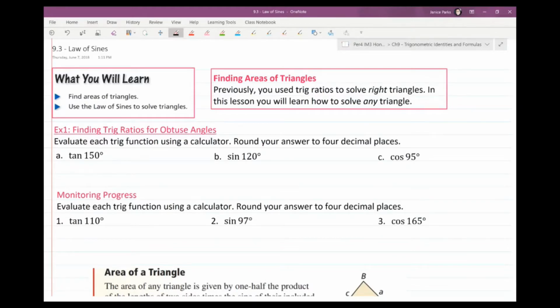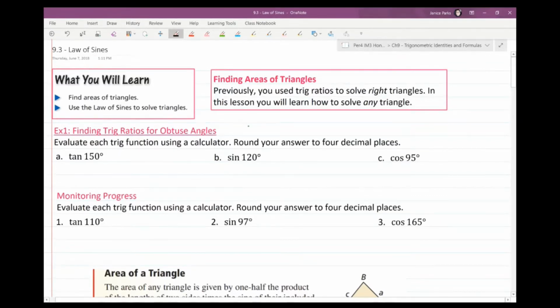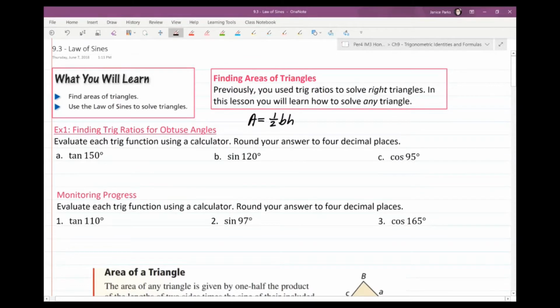We're going to learn how to do law of sines and law of cosines, but before we do both of those, we're going to find area using different formulas than you're used to for triangles. So previously you've learned for triangles that the area of a triangle is 1/2 base times height, which does work. But there's also other formulas that work now that you're in advanced math. There's different things that you can use.